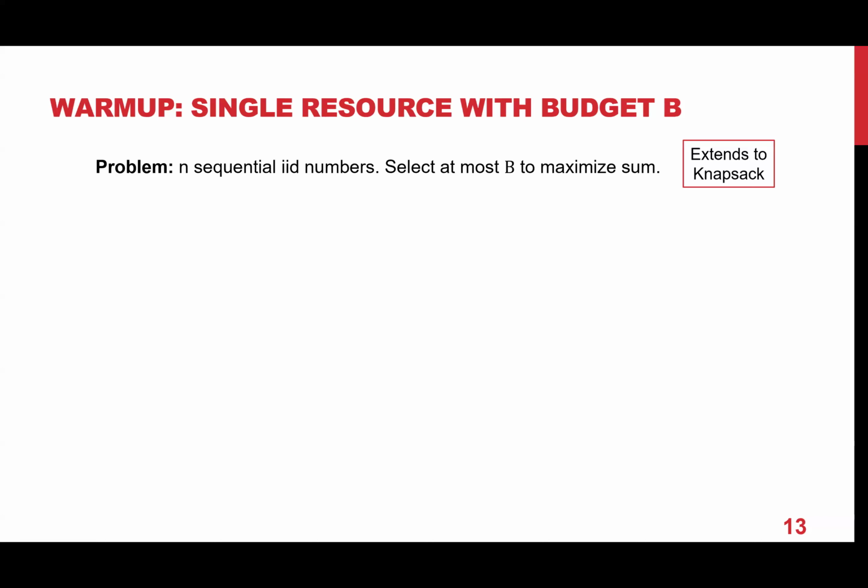My goal is to maximize the sum of these B numbers. What algorithm would I run? And these numbers are drawn from some unknown IID distribution. I don't know the distribution. Is the problem clear?